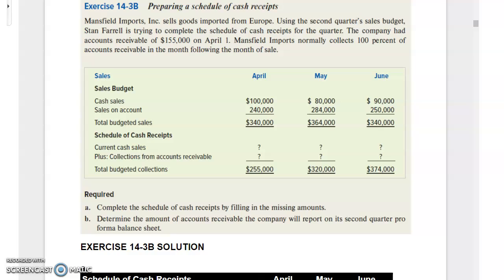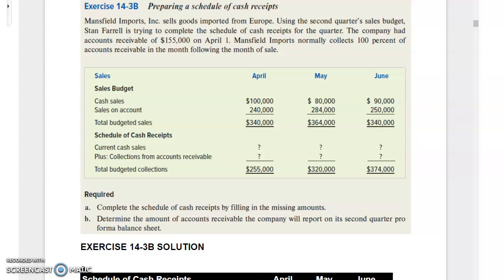Then it says the company had accounts receivable of 155,000 on April 1st. So at the end of the month before this quarter started. They normally collect 100% of accounts receivable in the month following the month of sale. So that means the 155,000 accounts receivable from the beginning of April will be collected in April.